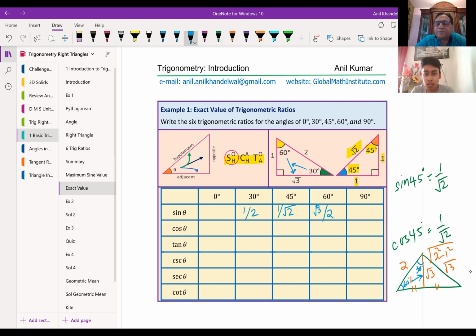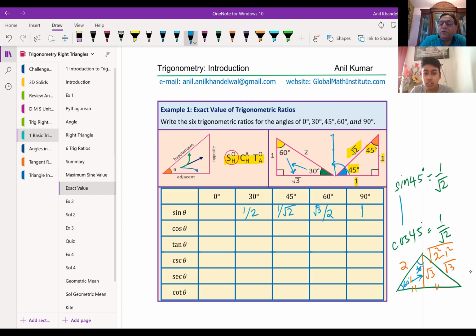Sine of 90 degrees? 90 degrees will be a triangle which has a hypotenuse same as the opposite side. So if I keep on increasing this angle, then the triangle will be like this. You see that? At 90 degrees, hypotenuse and the opposite side are the same. Therefore, it is going to be 1.